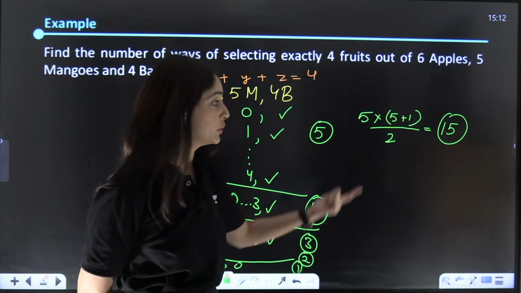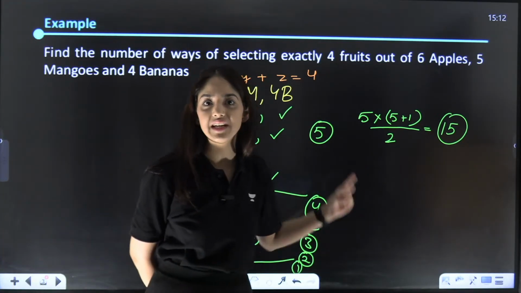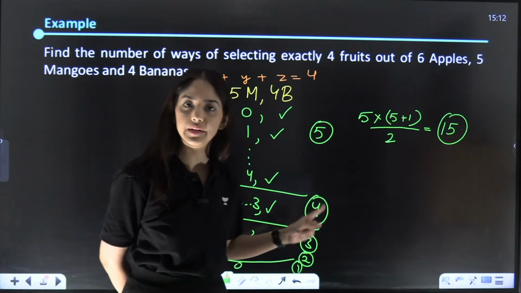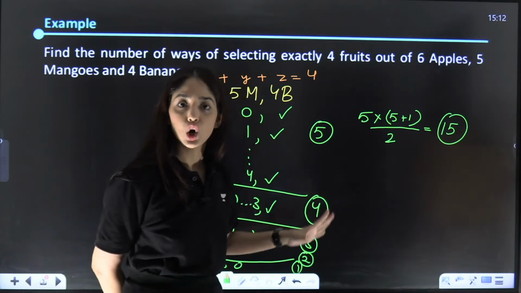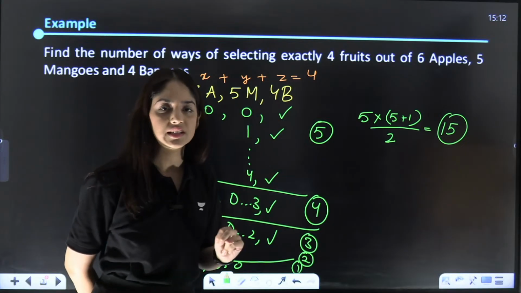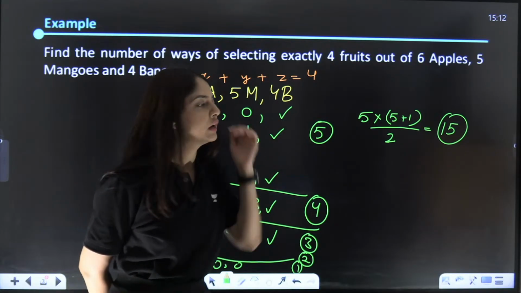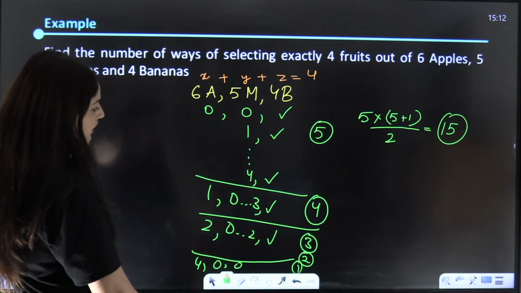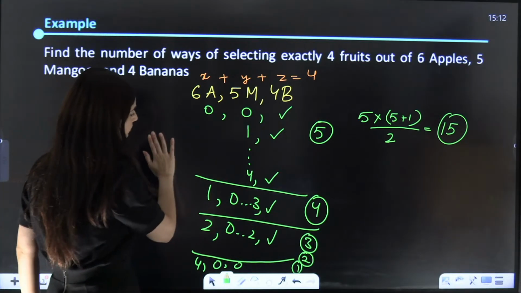Also correct, because we're getting the correct answer. We did not miss any case, we did not count any case repeated. So that means this is also correct. So this is the second method of doing this. Now let's take a look at another way.